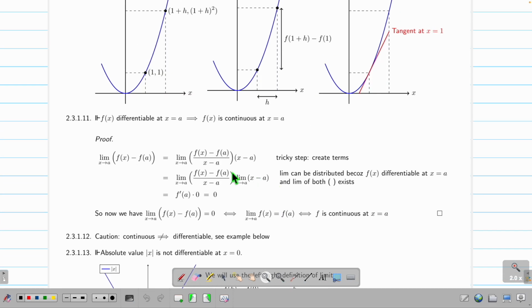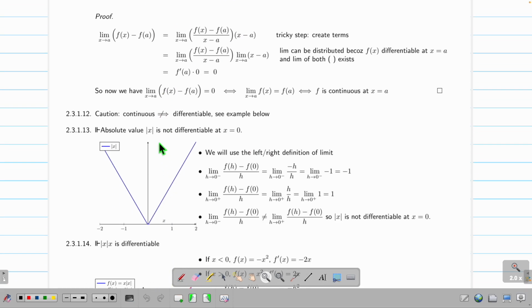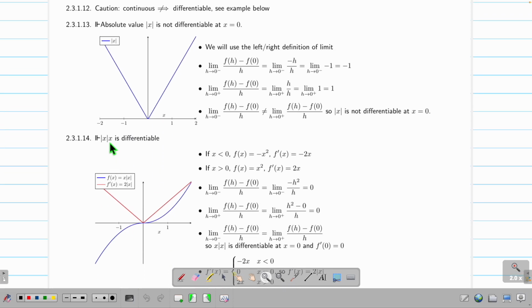And then what we did last time, okay, this is a theorem. f(x) differentiable implies f(x) continuous. But the opposite is not true. We have this example. This guy is continuous but not differentiable. This guy is continuous and differentiable.